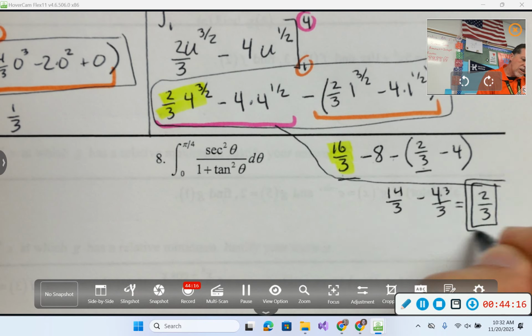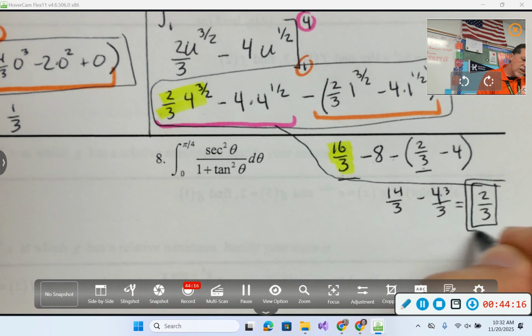Okay, so now we're just practicing. Like, we know all the rules now. Take an antiderivative, plug in the top, minus plug in the bottom. Selah? Trig. Yeah. Do you remember who has a derivative of secant squared?